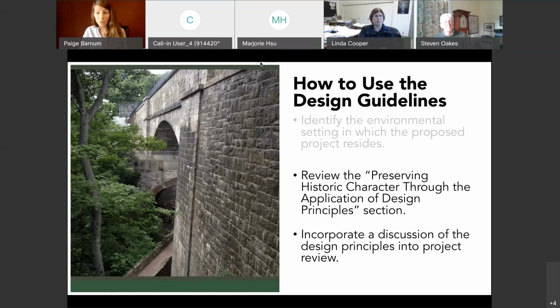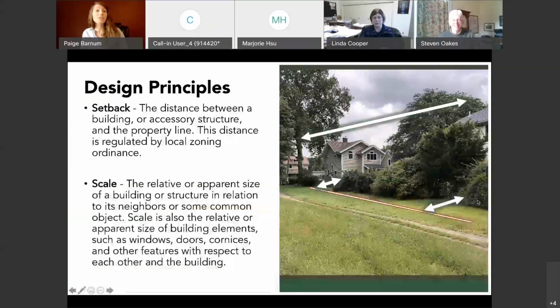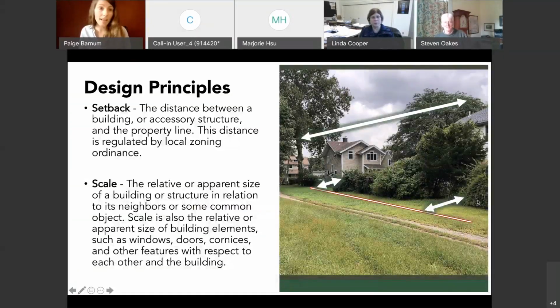I'm going to do a quick review of those design standards and preface it with the fact that I am not an architect, so I may slip up on a term here or there. The first design principle that we'd ask folks to consider when they're looking at proposals is setback, which is the distance between a building or an accessory structure and the state park line. You can see that there with some of the arrows between the shrubbery and the imaginary property line.